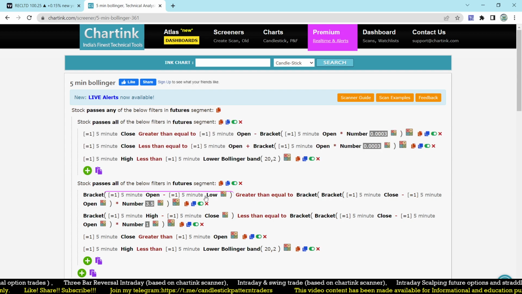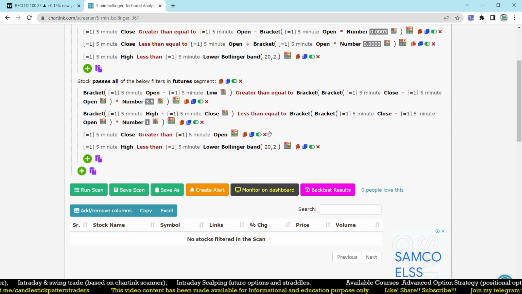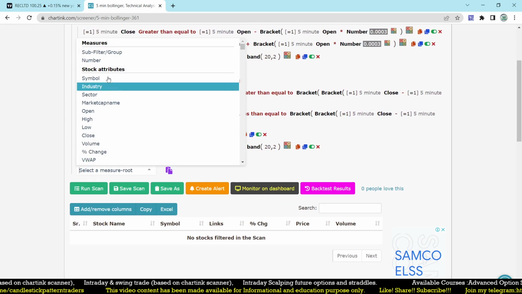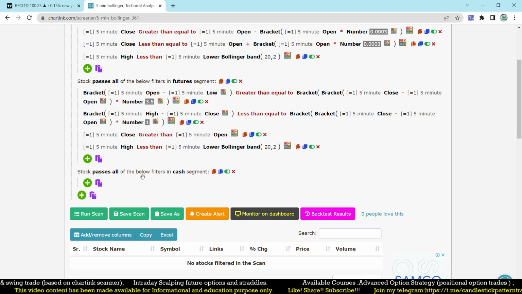What are we going to do? We have created the Bollinger Band scans: the doji below Bollinger Band on the first 5 minutes candle, and the hammer below Bollinger Band. That is also what we are finding. And the third one which we are going to find out is the spinning top, which forms below the Bollinger Band. For the spinning top, we are simply going to use the method already created and pasted here.